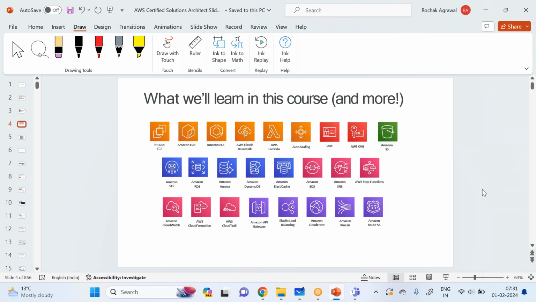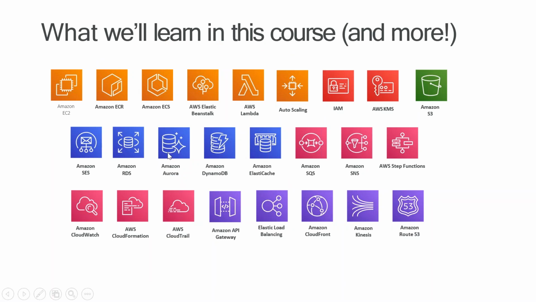So we are going to learn, as you see, this is just for reference purposes. We will learn more about all of these services. You are going to see Amazon EC2, ECR, ECS, Elastic Beanstalk, Lambda, auto scaling, IAM. Right now you will be understanding that it looks like too much, but we will go through all these services one by one. So first we will cover IAM, then EC2 sequentially.